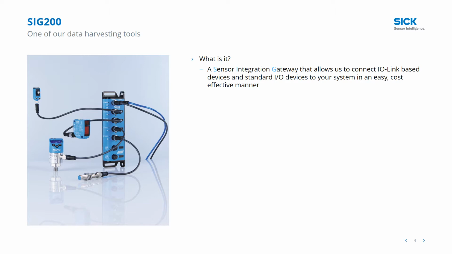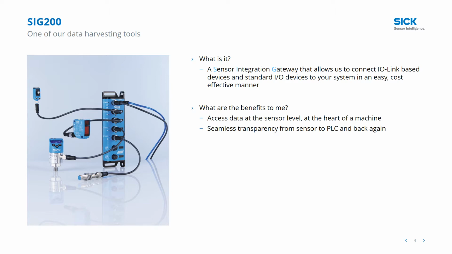What are the benefits to you as a user? Well, you get to access data at the sensor level no matter where it is within the machine, because as long as it's connected to one of our IO-Link masters, you can access it via the network on the machine through the SIG200, so you'll never need to worry about getting access to the sensor information. Transparency from the sensor to the PLC and back again, which means we can easily send signals to and from the sensor. As I said a second ago, it is not an expensive entry to this type of solution.